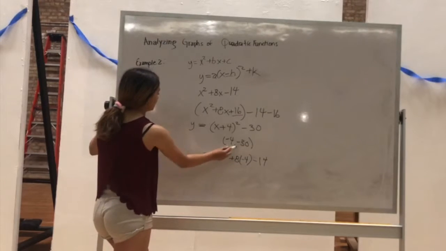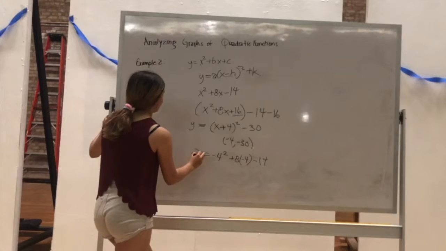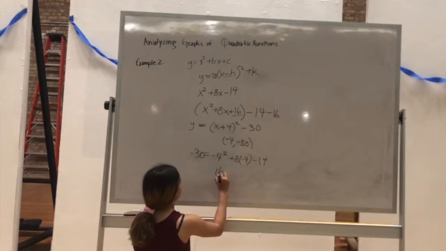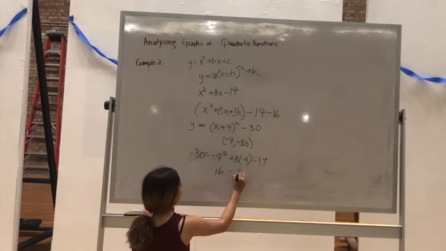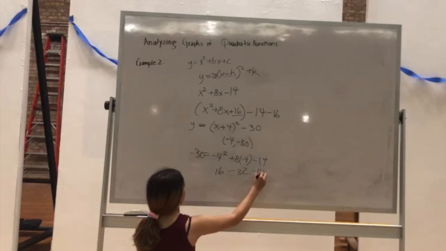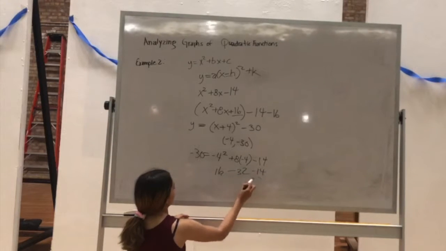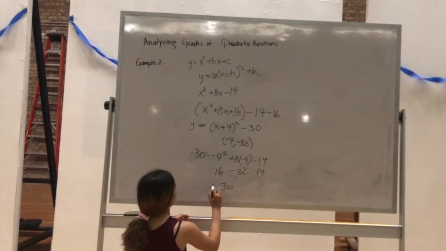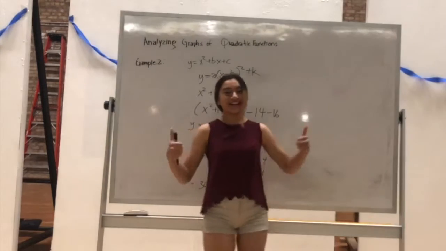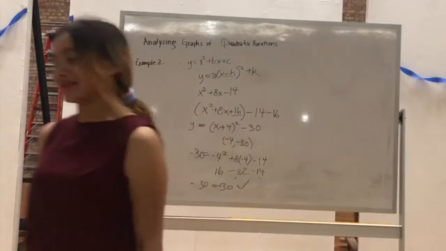Now the y is negative 30. So 16 minus 32 minus 14. Yes. Yay, you did it right. I mean, we did it right. We did this together.